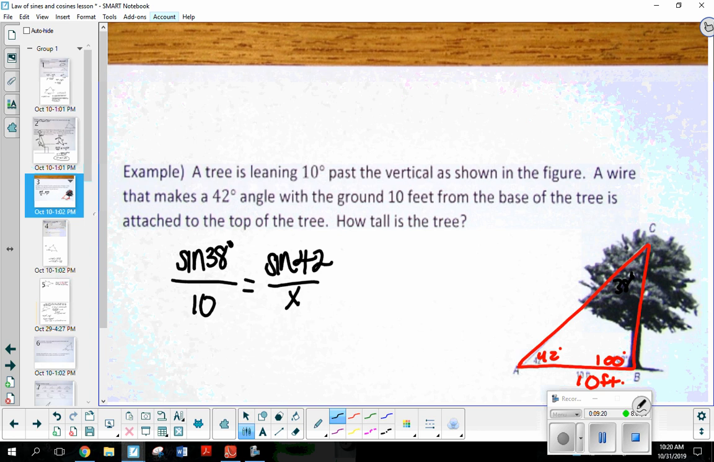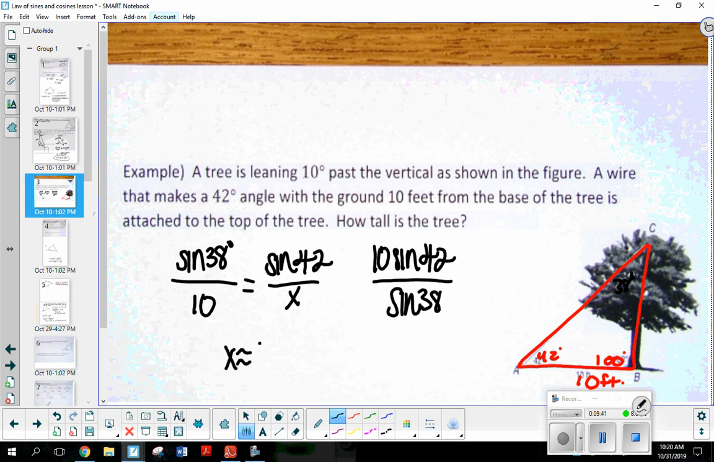10 times the sine of 42 divided by the sine 38 degrees. Everything looks perfect. She just hasn't evaluated that. Anybody want to help her out? 2.9. So it's like 10.9. Yeah, okay. So 10.9 feet. Perfect. There you go. That's all there is to it.